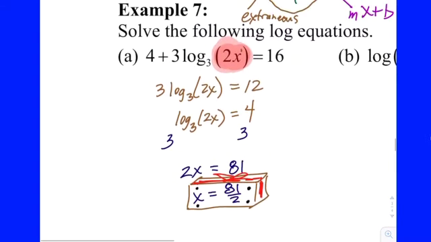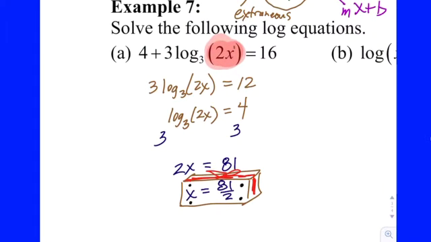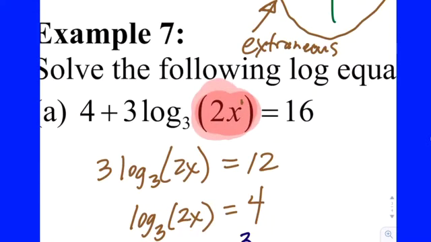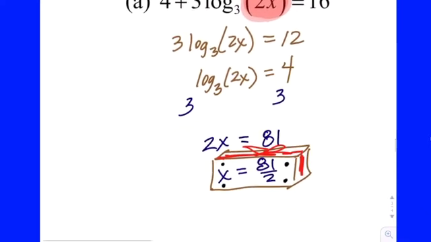Okay? All right. We should check our answer. If you plug 81 halves back in up here for x, the first thing you do is multiply it by 2, right? What's 2 times 81 halves? 81. And what type of number is 81? Positive. Excellent. That's all we care about. We don't care what the number actually is. It just has to be a positive number. If you wanted to continue working it out, that's great. So does 81 halves work? Yes. Okay, so we'll just leave it.